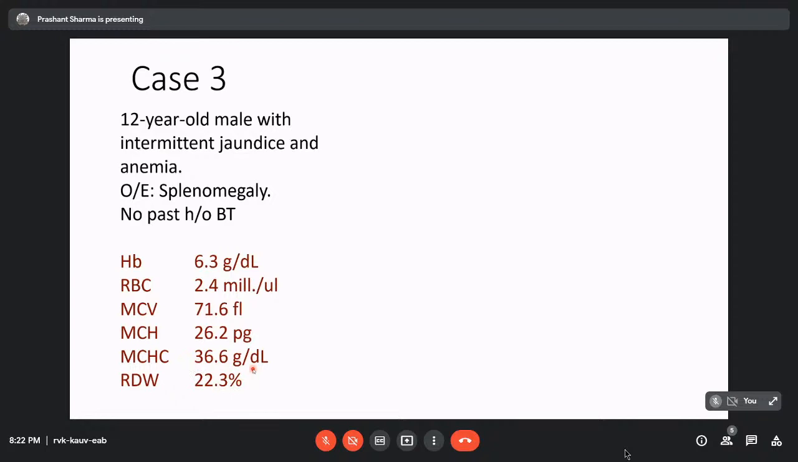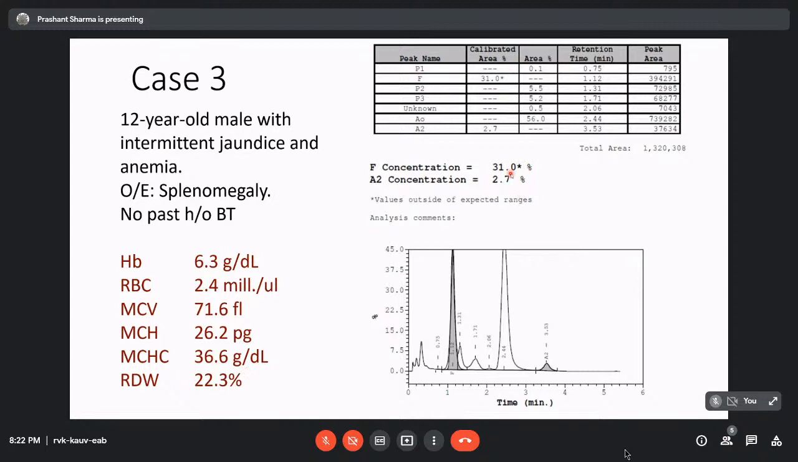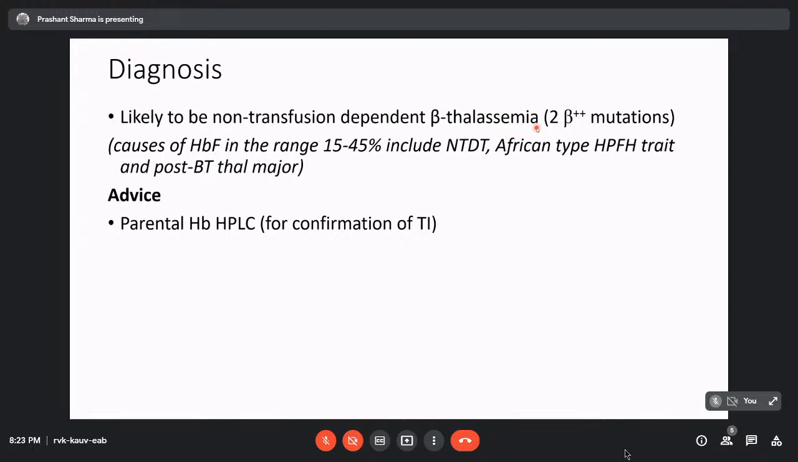So the next thing you do is order an HPLC, and this is what it showed. The hemoglobin F was 31%, the A2 was normal range, and the adult hemoglobin was proportionately low. And the HPLC shows the increased F. So together with these findings, the diagnosis is a clear-cut case of non-transfusion-dependent beta thalassemia. And this typically happens when the person inherits two beta plus plus mutations.